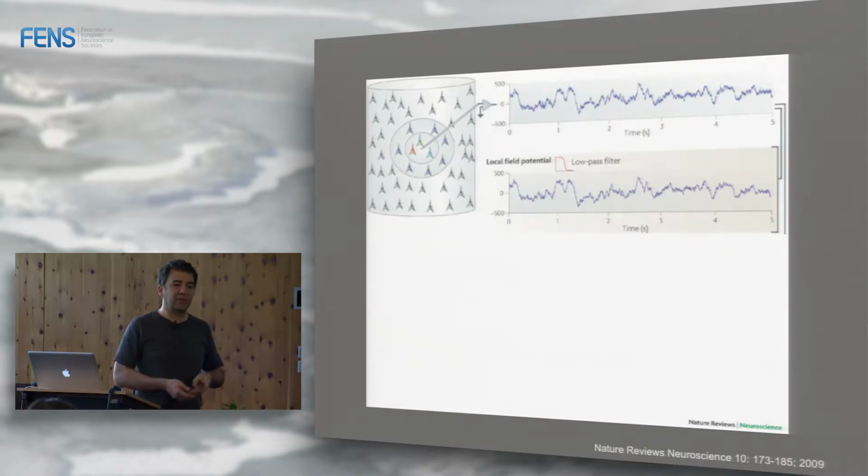This is very well studied, for example, in rodents. If you study hippocampus, you will see that there are some oscillations in what is called theta band, around 8 hertz, 10 hertz, and we know a lot about this.